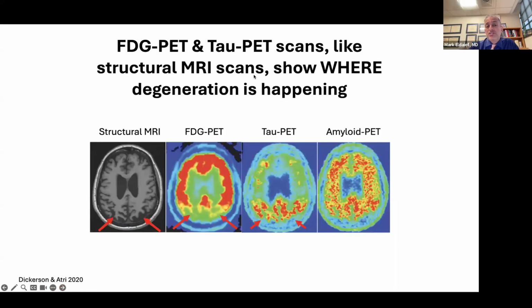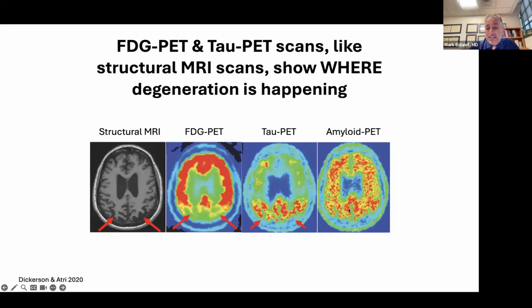Okay, so this is just an example of the same person that is having all of these different scans, and this person happens to have Alzheimer's disease. And what this really illustrates is that the sugar PET scan, as I like to call it, the FDG PET scan, and the tau PET scan, and the MRI will all show where the degeneration is occurring.